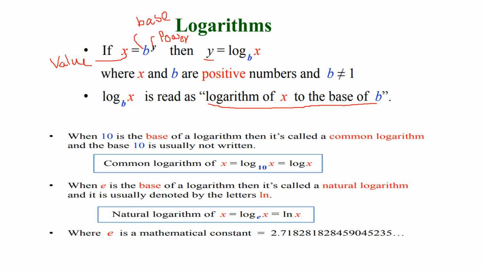We have two types of logarithms. One is the common logarithm and the other is the natural logarithm. Common logarithms have base 10. So log x means the base here is 10, and sometimes there is no need to mention the base. If a question has no base, it means the base is 10. The second one is the natural logarithm. The base is e. e is a mathematical constant, like pi. It is 2.718, an irrational number.